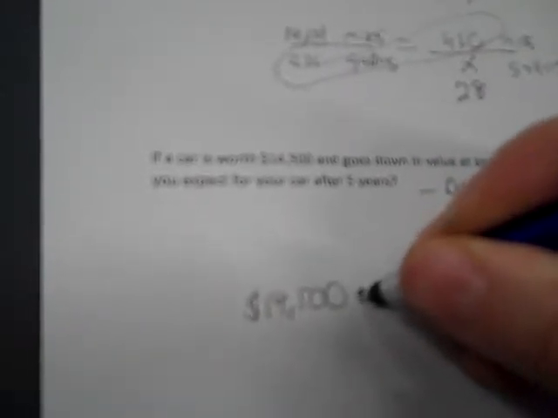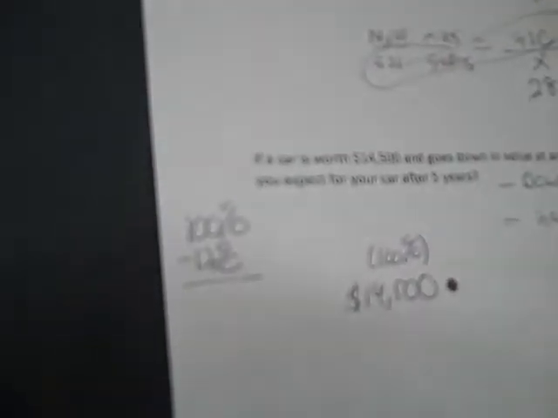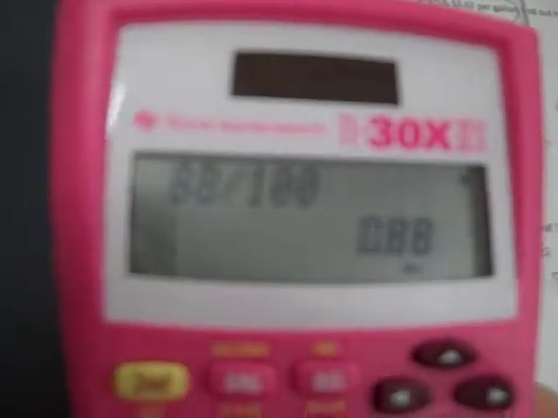First off, take your money, 14,500, and we're going to multiply it by a percent. Okay, but here's the thing. We're going to take 100%, because that's the original value of the car, and we're going to subtract 12%, because 12% comes off the 100%. So I subtract 12% from that, and that's 88%, and then I divide by 100. And I take 88 divided by 100, and that's 0.88.